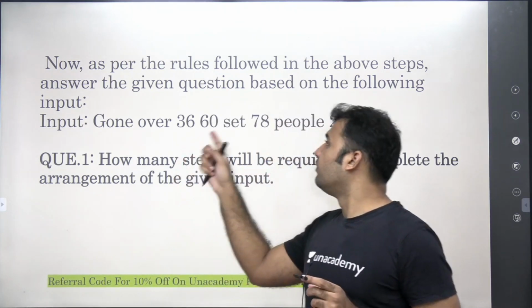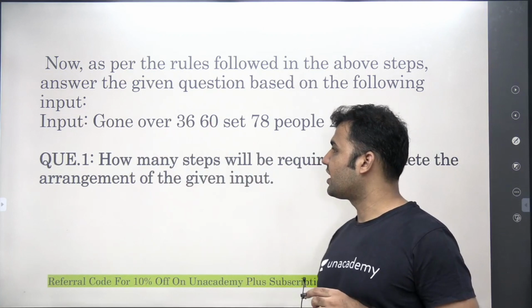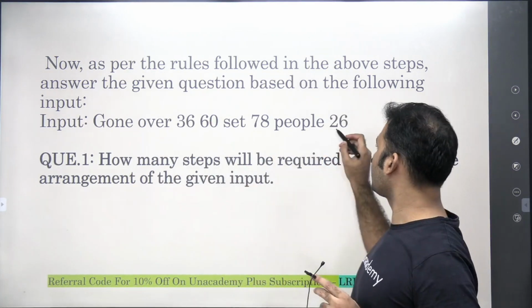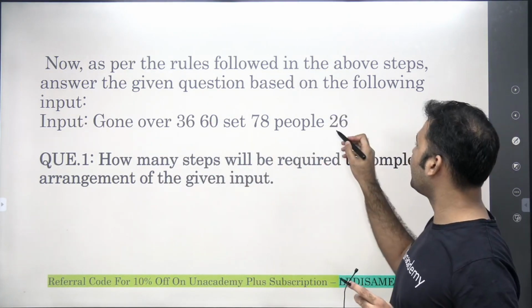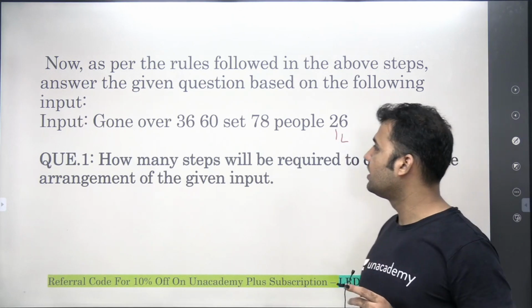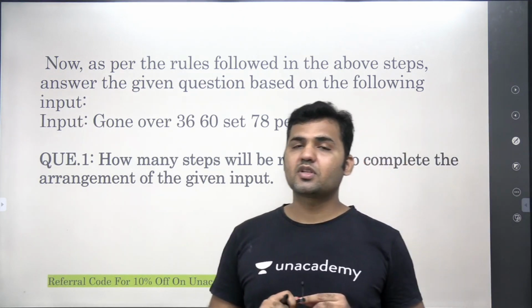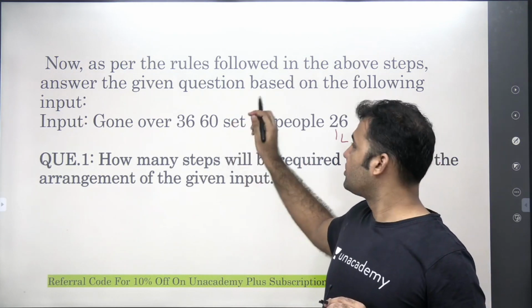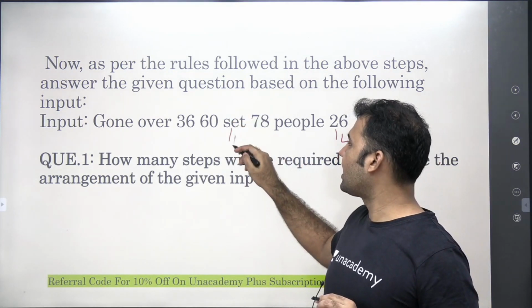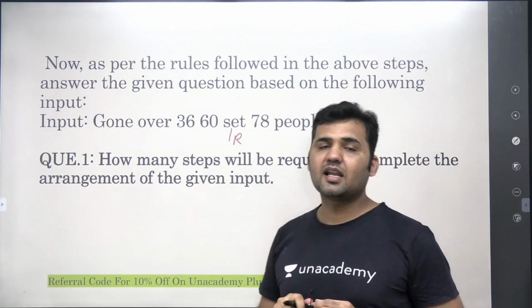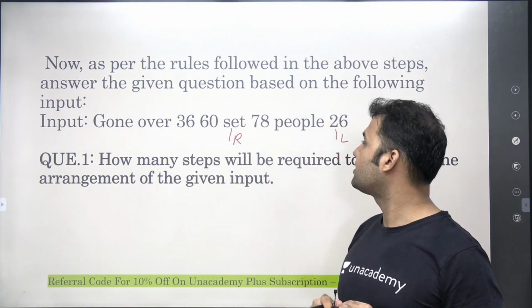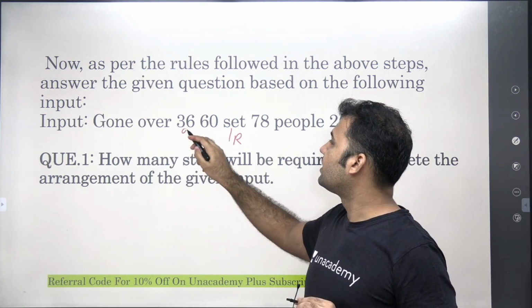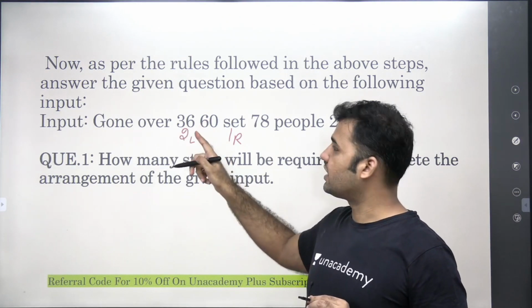So tell me, which element will be taken on the left hand side in the first step? You see, 26 will be taken on the left hand side, so I'll give 1L to 26. And which word will be moving on the right hand side? The largest alphabet is S, for set, so therefore 1R will be given. The second largest element is 36, so therefore the 2L rank will be given to 36.